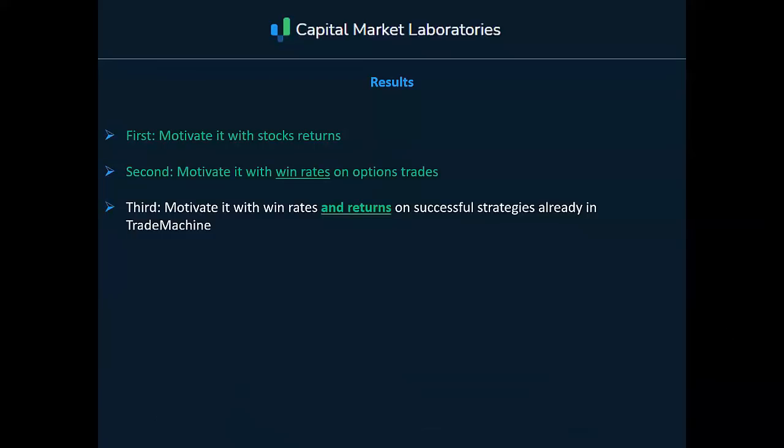Remember I said first I would motivate it with stock returns, it being return distribution characteristics. And then I said I would motivate it with win rates on option trades. And then I said I would motivate it with win rates and returns on successful strategies already in Trade Machine. I did that too. I showed stock. I showed 3 option strategies. I could have filled 5 hours with the strategies that exist in Trade Machine and how they've improved.